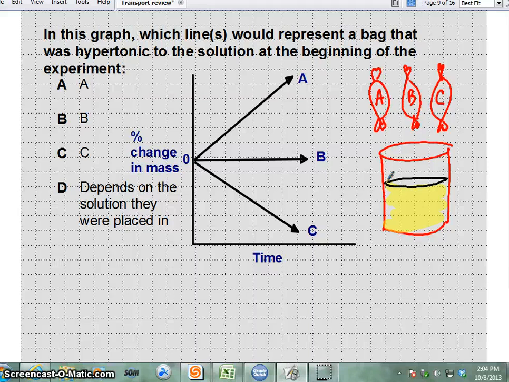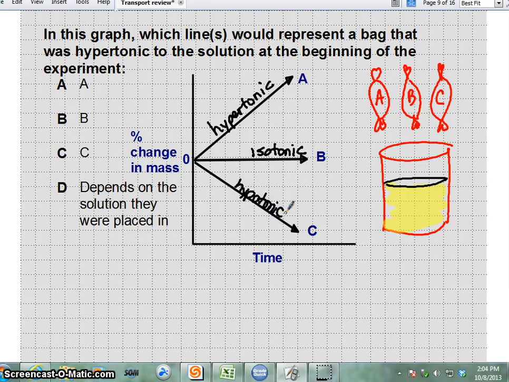All right, A is correct. Here's why. Remember, water always goes towards a hypertonic solution. So whichever bag was hypertonic, it would gain weight. So what does that tell you about bag B? Bag B must have been isotonic. And bag C must have been hypotonic.